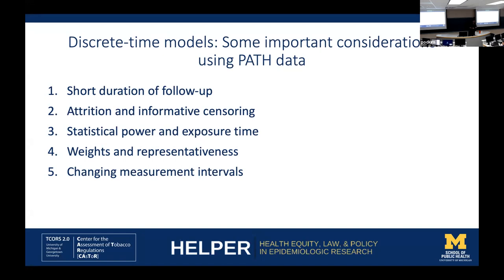Changing measurement intervals is something we've been talking about on our team, different ways we can deal with the fact that there's 2 years between wave four and five. And as PATH goes on, if it's not at the exact same time intervals, that's an assumption we're violating. I think the assumption is less problematic in the complementary log-log models. That's definitely not remedied. There are other things we can do.